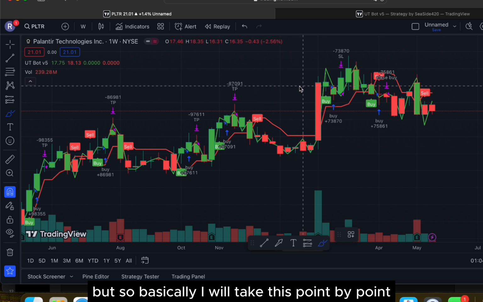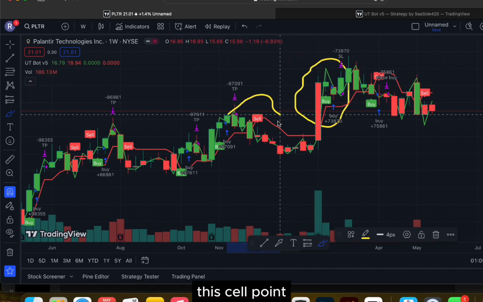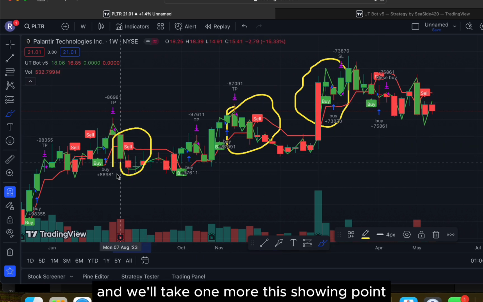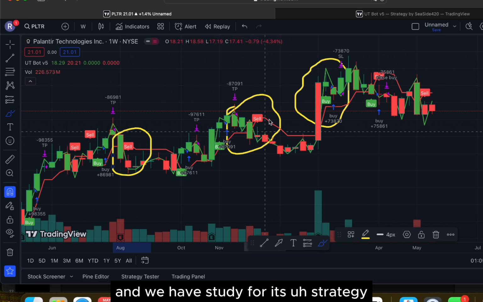Basically, I will take this buy point, this sell point, and we'll take one more, this selling point. As you can see, we'll plot out 3 points and we'll study their strategy.